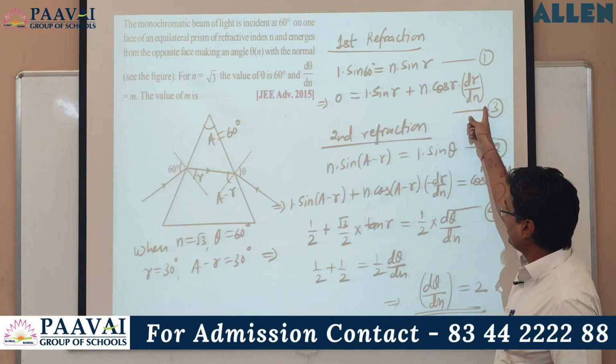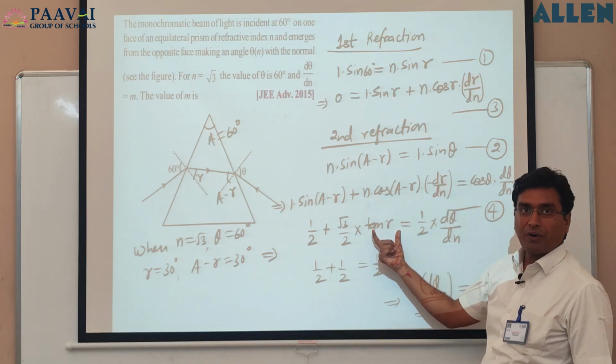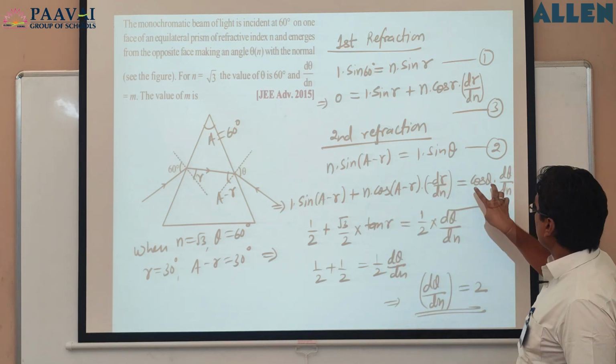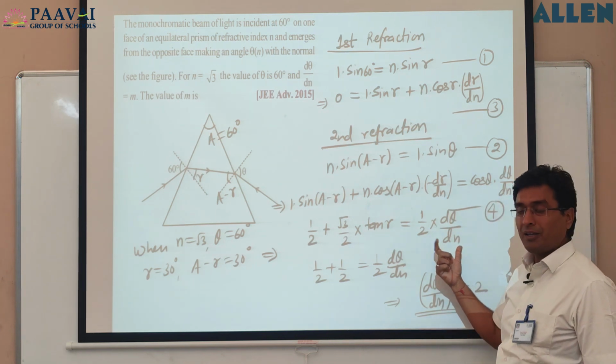So, from equation number 3, I put the value here as n into minus dr by dn, which is nothing but tan r, equal to cos theta into d theta by dn, which is nothing but half into d theta by dn.